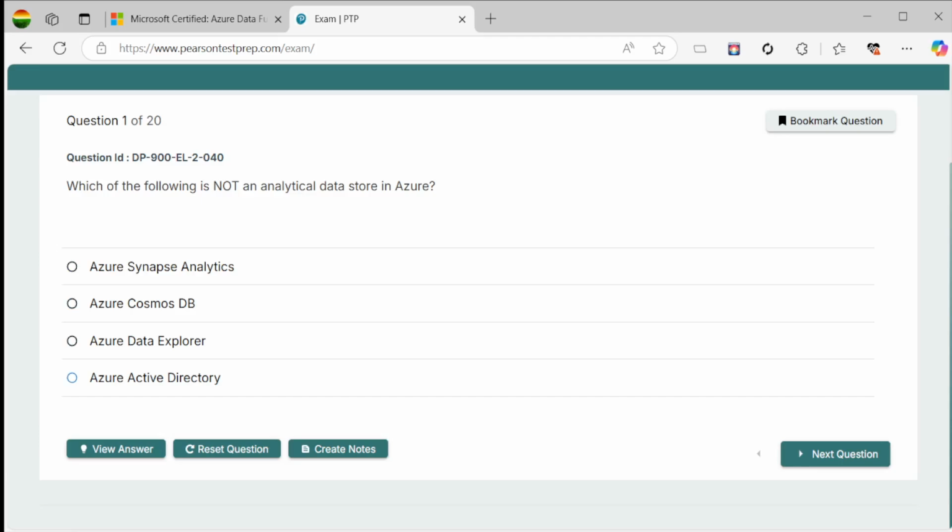Question number 1. Which of the following is not an analytical data store in Azure? Synapse Analytics, that certainly is an analytical data store in Azure. Cosmos DB, Data Explorer, or Active Directory. So the answer to this is Active Directory. It is for authentication. It is not an analytical data store in Azure.